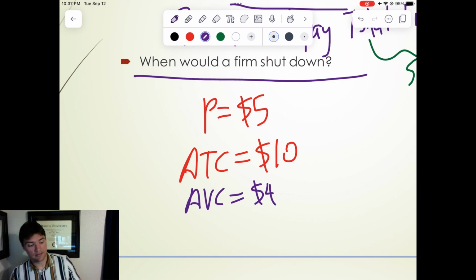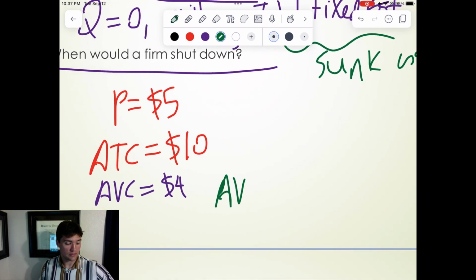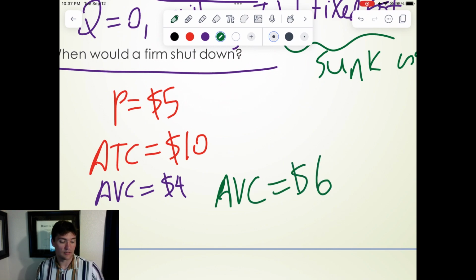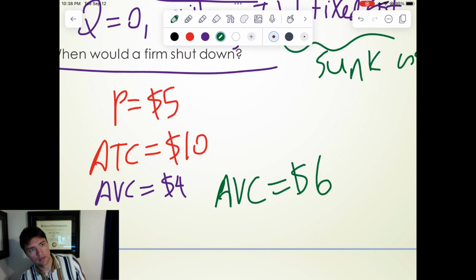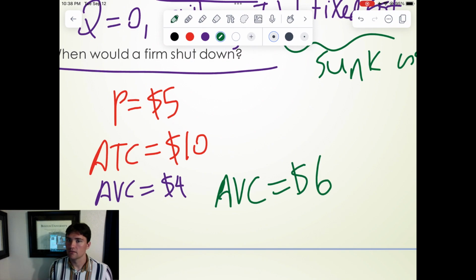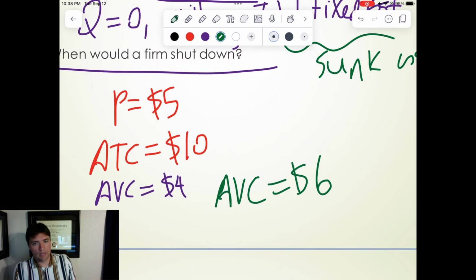The other option is this. Let's say the average variable cost is $6. Well, now, every time we make a t-shirt, it's going to cost you $6 in variable cost, but you're selling it for $5. That's where it doesn't make sense, right? Because it's like, I'm making it for $6 but selling it for $5. Every time you make a t-shirt, you're literally losing money. Like every time you make a t-shirt, you are giving it away.